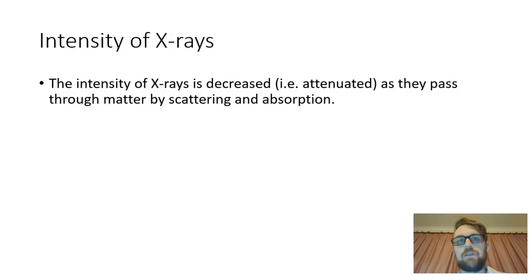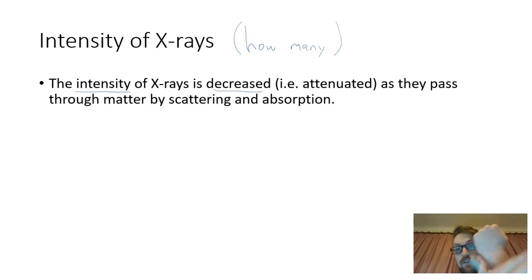Now we're going to introduce a couple of terms, and we're going to look at the intensity again. The intensity means how many X-rays there are. The intensity is decreased as they pass through matter by scattering and absorption, and that makes sense. If we send some X-rays into our arm to have a picture, when they hit our arm, some of them are going to be absorbed. My arm's going to absorb them. Some of them are just going to be scattered, so hit into random directions by my arm.